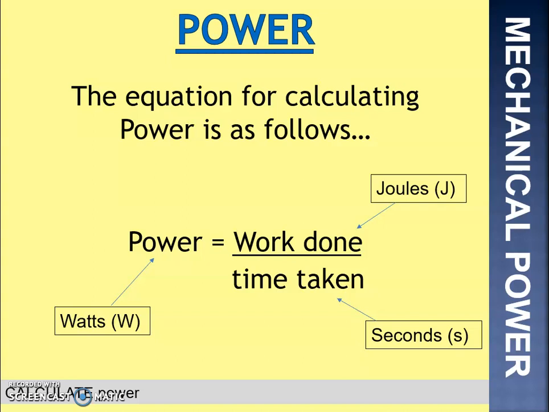Okay, so power is work done, or energy transferred, divided by time taken. Work done is in joules, and time is always in seconds. If we're given the time in anything other than seconds, we have to convert it to that. So joules divided by seconds would normally give us joules per second as a unit.